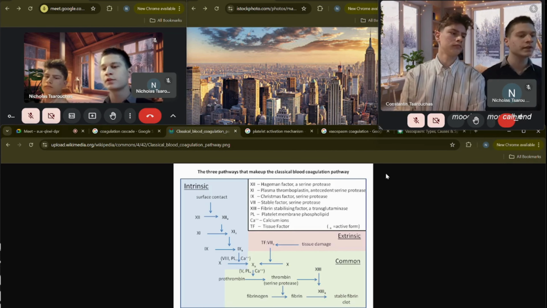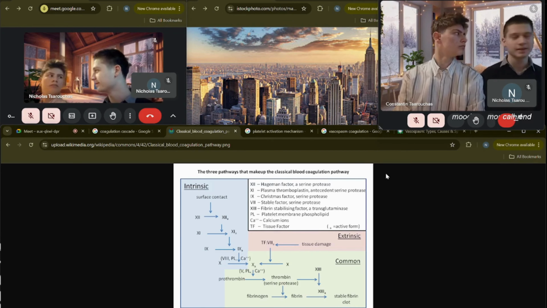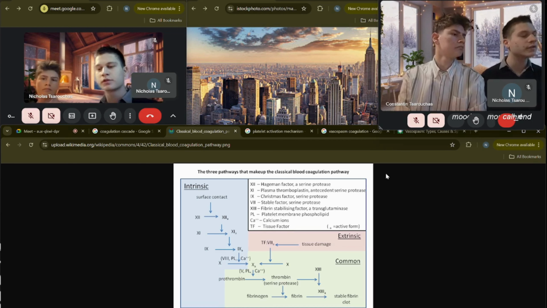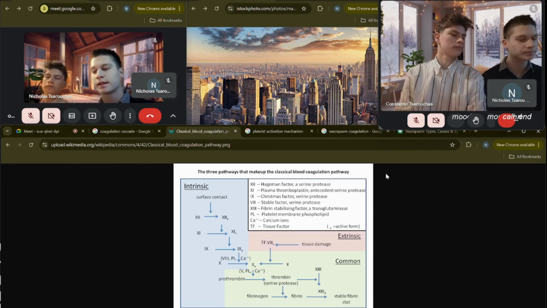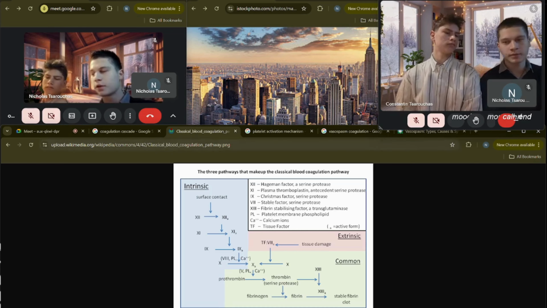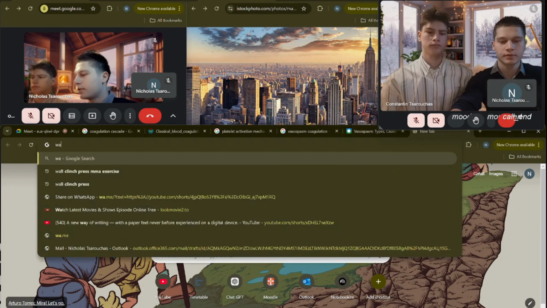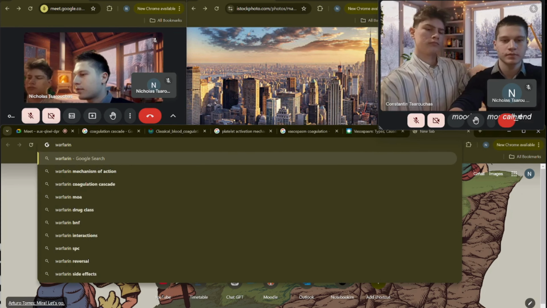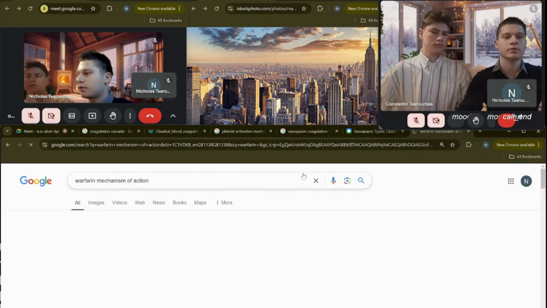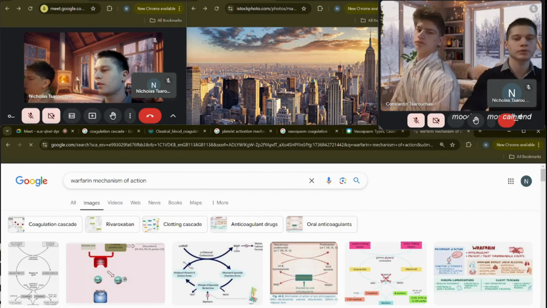Then finally we have warfarin. This is a very potent anticoagulant, and is even often used as rat poison. It's a vitamin K antagonist. Wait, let me get a mechanism to show you.